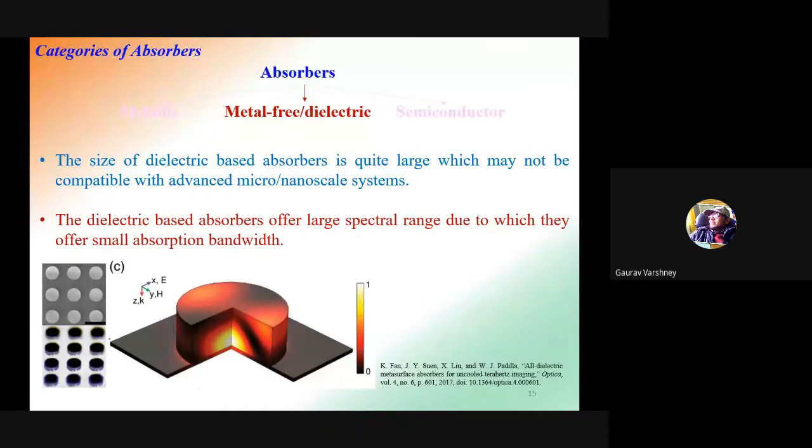In fact, this structure was fabricated by this author group, you can see, and you can go through this research article. And this was also utilized in a terahertz imaging system as well.